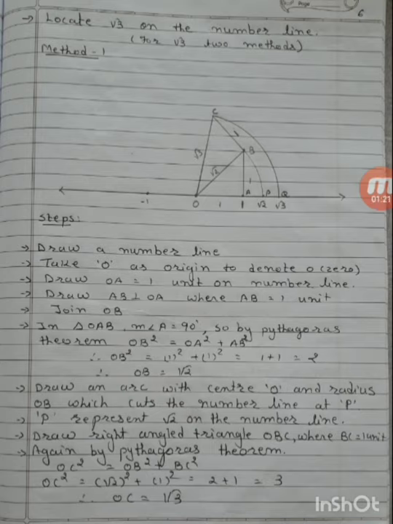Now draw right angle triangle OBC where BC is equal to 1 unit. Again by Pythagoras theorem, OC square is equal to OB square plus BC square. Then OC square is equal to root 2 square plus 1 square, which is 2 plus 1, equal to 3. OC is equal to root 3. Here you can see we drew a right angle triangle from B, and now we see OC is equal to root 3.